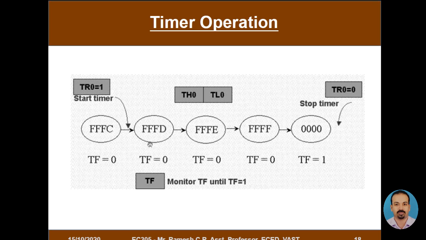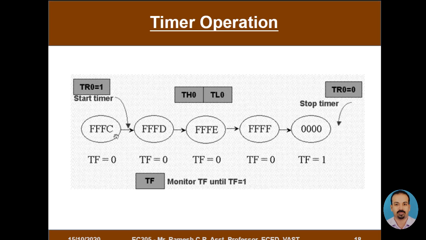So what we will be doing in the program is that we will initially set the mode of operation. After that we will load the corresponding count value to the count register of the timer which we are going to use, and after that we will turn on the timer by making the corresponding TRx bit 1. Then we will monitor the status of the timer overflow flag, that is TFx, TF0 or TF1. When it is equal to 1, we will stop the timer and perform the action corresponding to that particular delay.